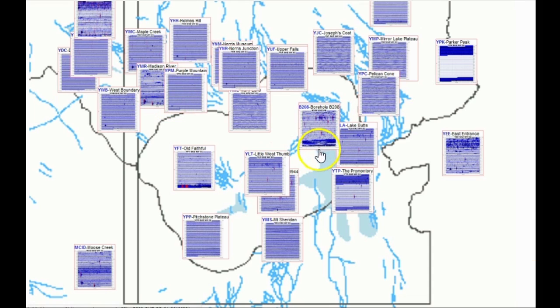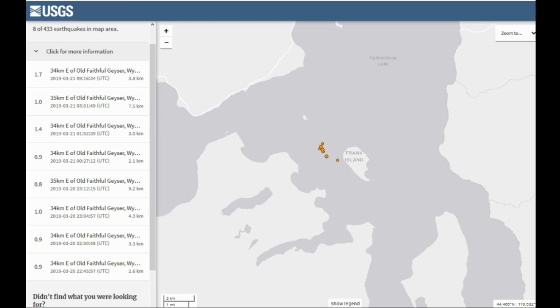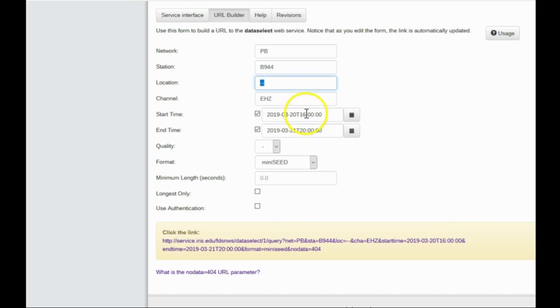Let's see, when did it start? It started at about, let's start from 19 to 19. Okay, so let's do from the 20th at 19 to 19 for the 21st, and click download, and it'll download. Now let's check it out in the seismic program swarm.